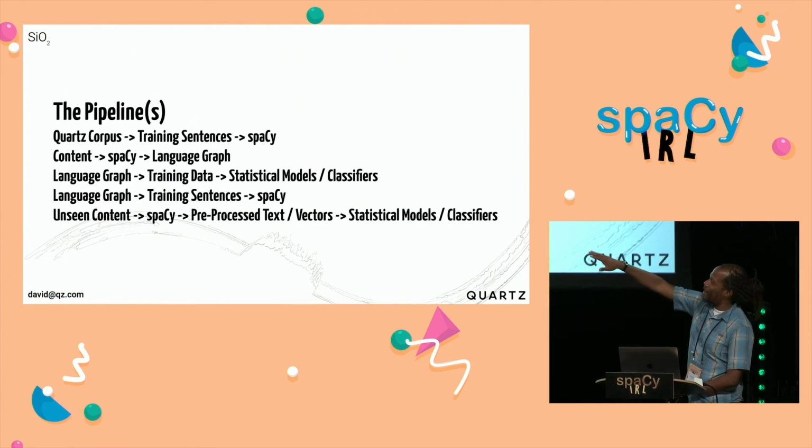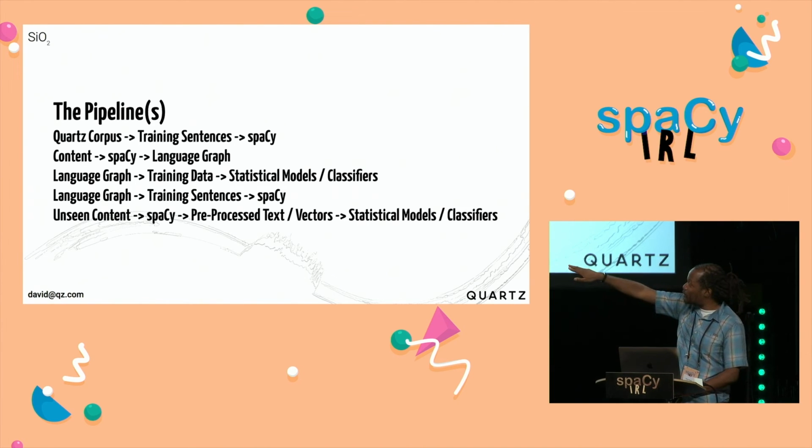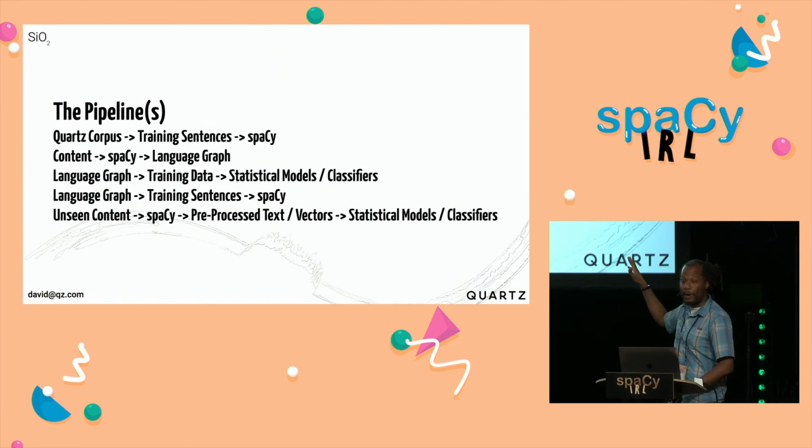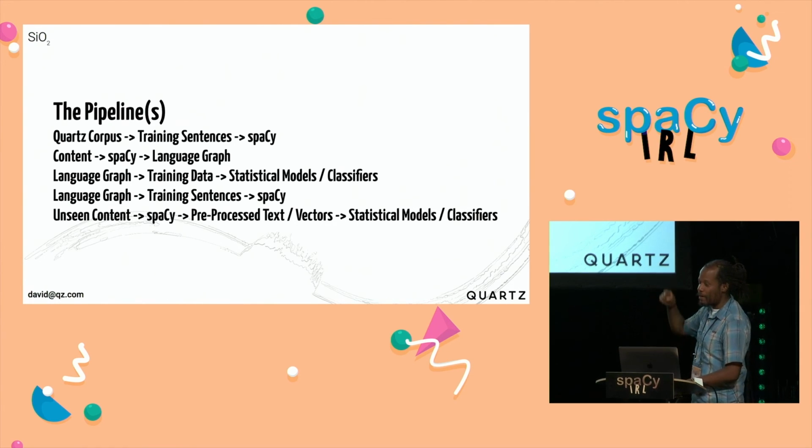The pipelines. We have our Quartz corpus, which has training sentences that we put into spaCy to do our initial model. Then we have new content, which goes through spaCy and is added to the language graph. Then we have the language graph from which we can pull out training data and start doing statistical models and classifiers based off of, or the language graph can pull out training sentences that we then use to retrain a new spaCy model. Any unseen content passed through spaCy for pre-processing and then can be run through our classifiers and statistical models, all based off of that spaCy model that we're, again, reiterating on multiple times.